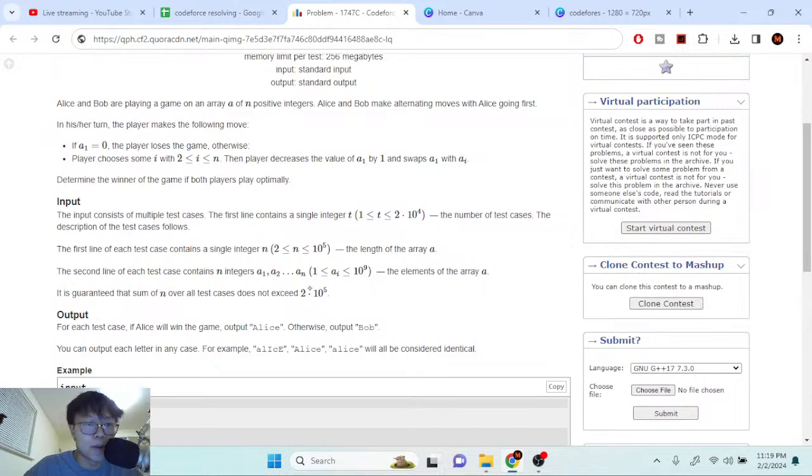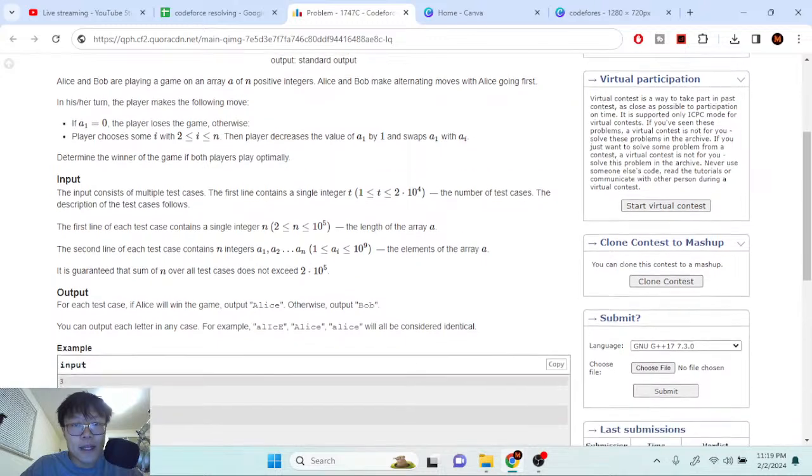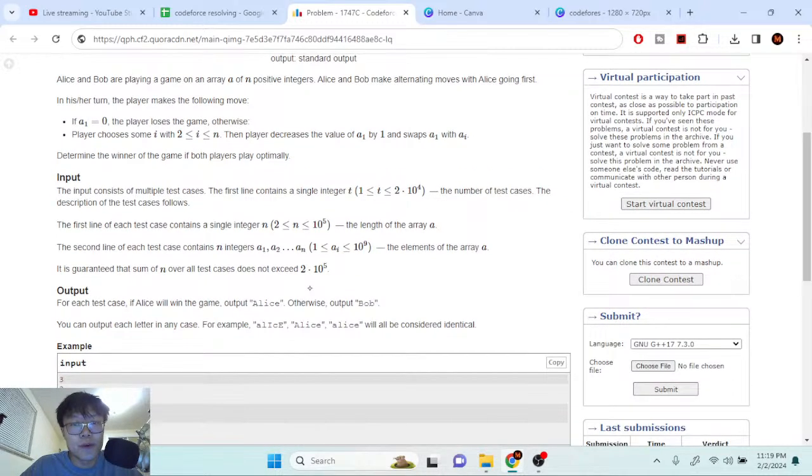Bob and Alice are playing a game on an array of n numbers, with Alice going first. On her turn, the player makes the following move. If the first value is 0, the player loses the game. Otherwise, we pick some index from 2 to n, and the player decreases the value A1 by 1 and then swaps it with the value at that index. Determine the winner of the game if both players play optimally.